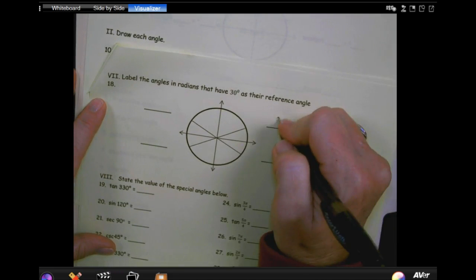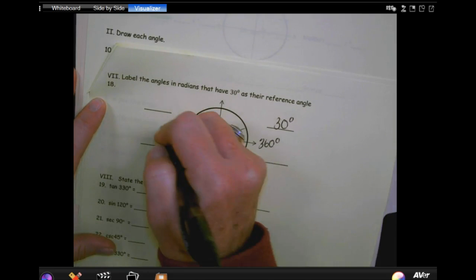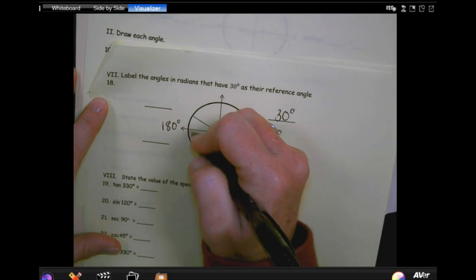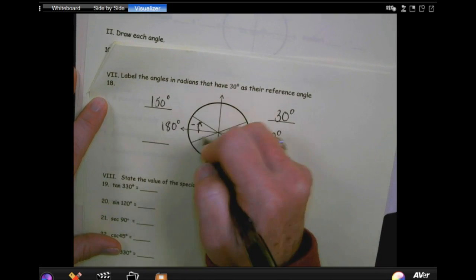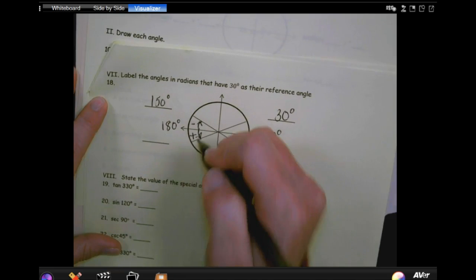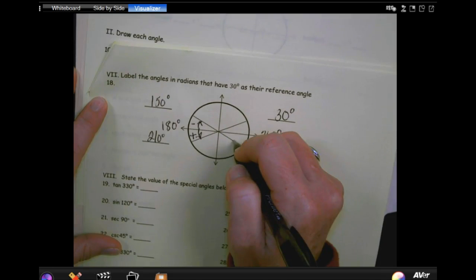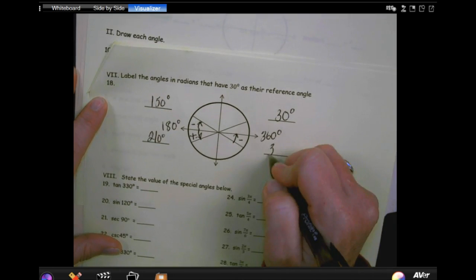So if this is 30, I'm going to use 180 and 360. So here you subtract, so this is 150. Here you add, which is going to give you 210. And then here you are going to subtract, which gives you 330.